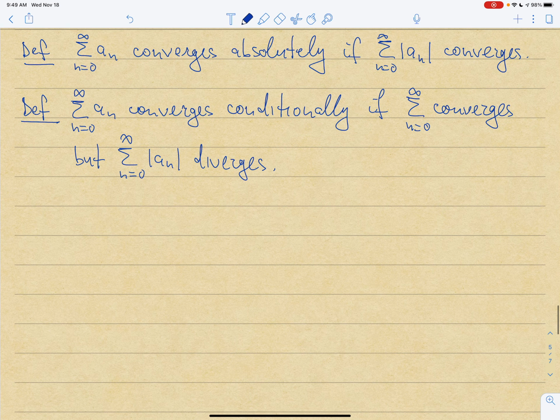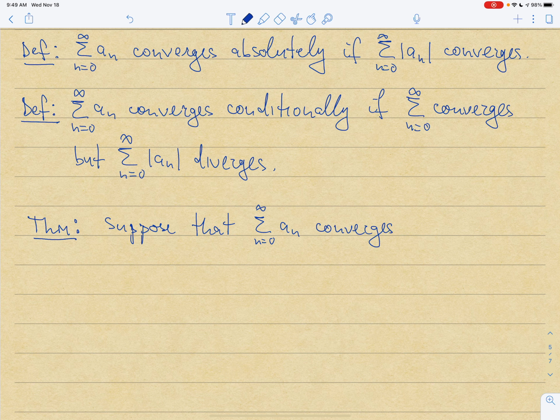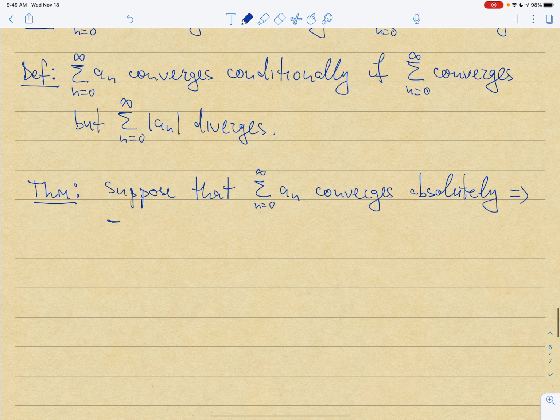Okay, so with this, let's prove the following result. We have the following theorem. Suppose that the series from 0 to infinity of An converges absolutely. And then the series itself, without absolute values, converges. Which means that it is in principle enough to prove that a given series converges absolutely. That will guarantee that the series itself converges.